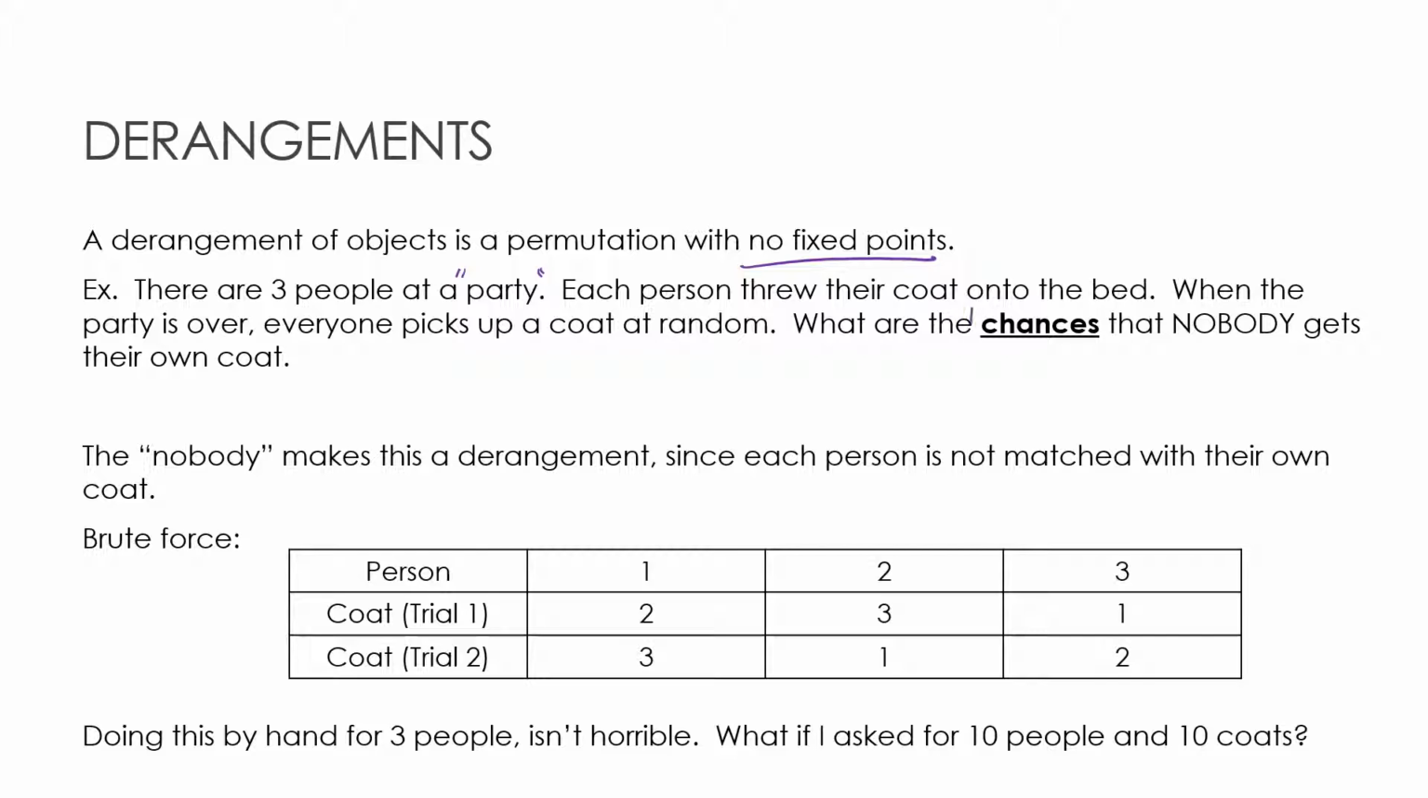So again, we're looking here at probability, which we haven't done much with in this course yet. If I'm talking about chances, then my denominator is going to be the total number of ways that it could happen, and the numerator is the number of ways that satisfy the condition. In this case, because I have 3 people at a party, my total is 3 factorial. The first person has 3 coats to choose from, the second person only has 2, and the third person only has 1. That's 3 factorial.